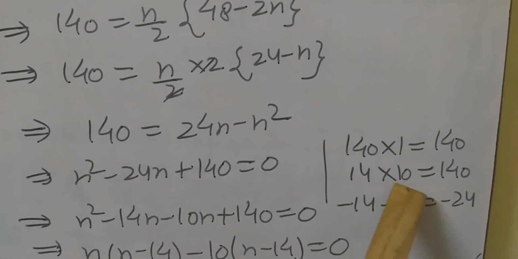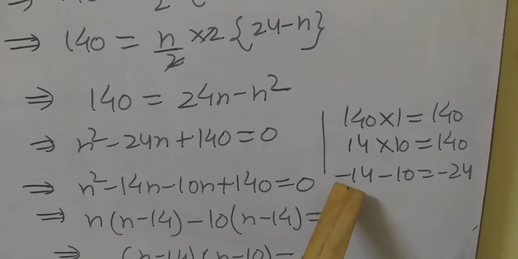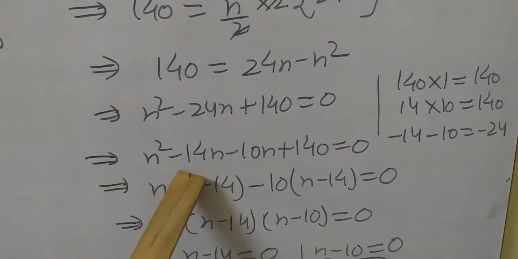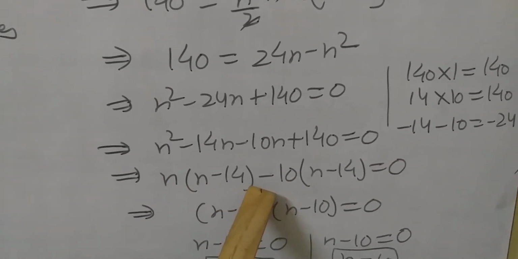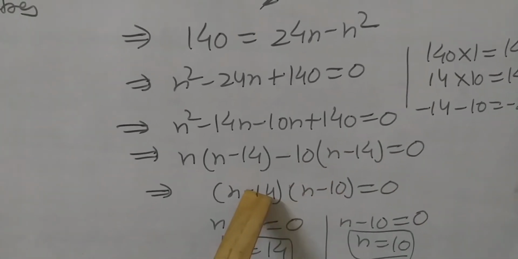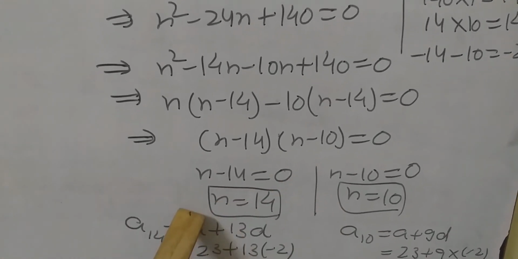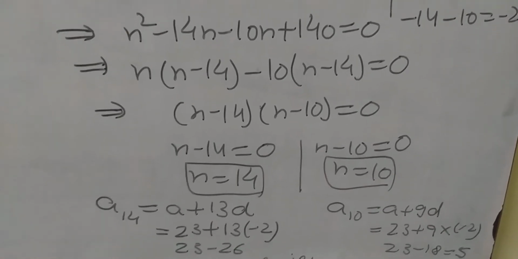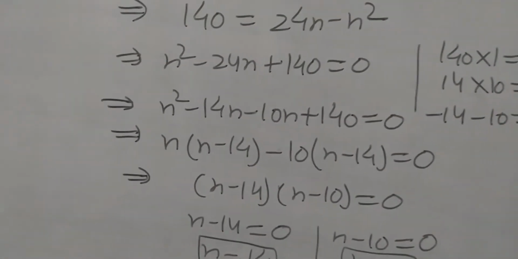14 into 10 is 140, students. We need minus 24, so the factors are minus 14 and minus 10. So n square minus 14n minus 10n plus 140. n is common, n minus 14; minus 10 is common, n minus 14. So (n minus 14)(n minus 10) equal to 0. n minus 14 equal to 0, n equals 14. n minus 10 equal to 0, n equals 10. So two answers are coming. Which is correct, student? How many rows are there?